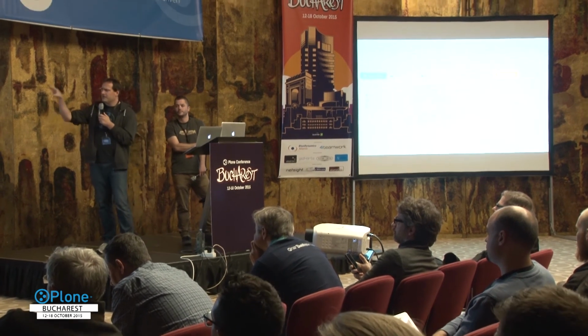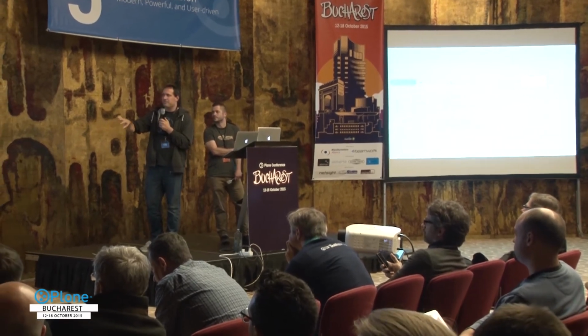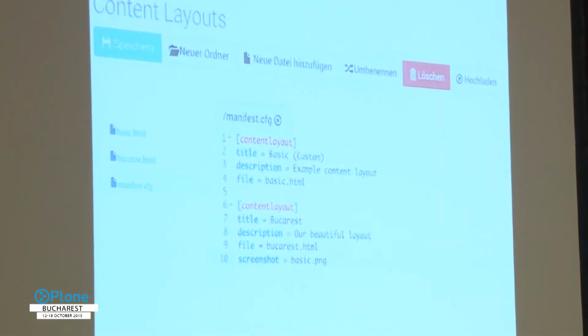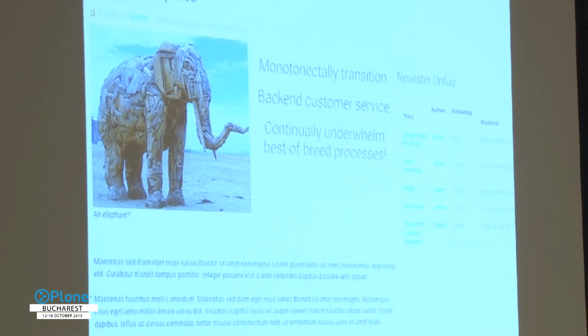We just created a new file, dumped the content from the demo that we created a couple of days ago and saved it in there, and added the lower lines 6 to 10 to the manifest.cfg. And bam, our layout is registered and available for use for other editors.